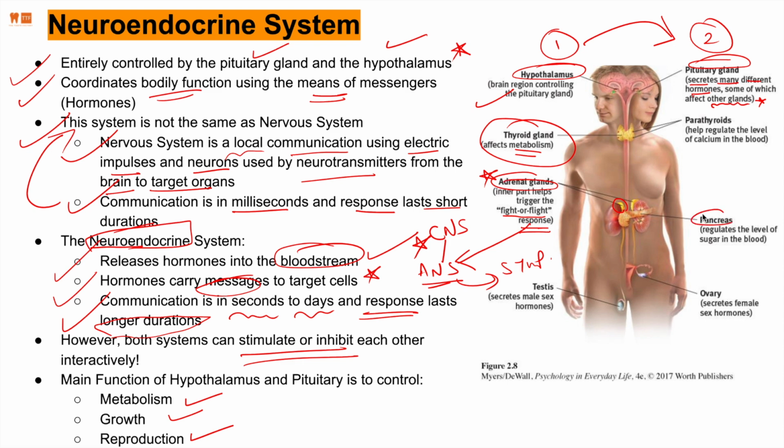And then, of course, the pancreas, which we talked about in our last diabetic lecture. It regulates sugar in the blood by means of insulin. And then, of course, the reproductive organs.